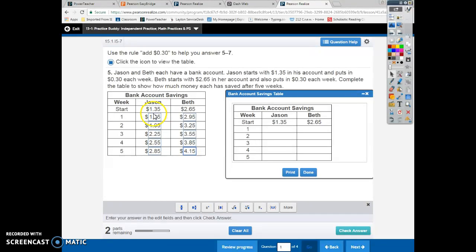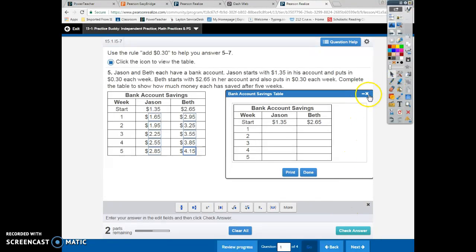You know, if I add 30 cents here, that's 65, and 30 more is 95, and 30 more is 25, and then 55, and then 85, and over here I go 65, and 30 more is 95, and 30 more is 3.25, and 30 more is 3.55, and 30 more is 3.85, and 30 more is 4.15. And then we hit check answer because I think we're doing pretty well.